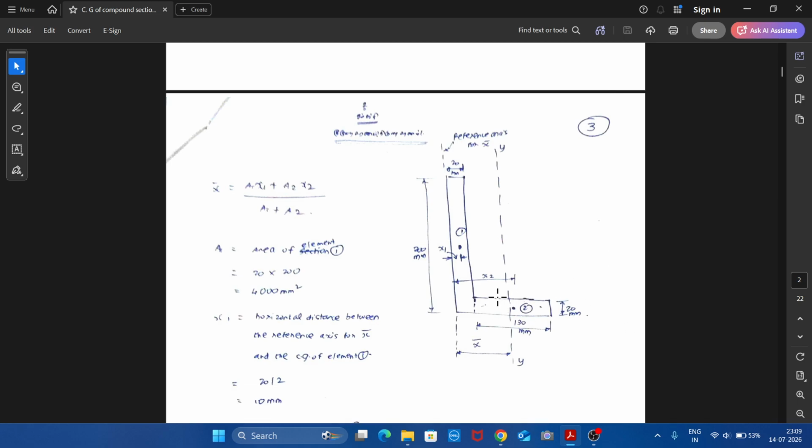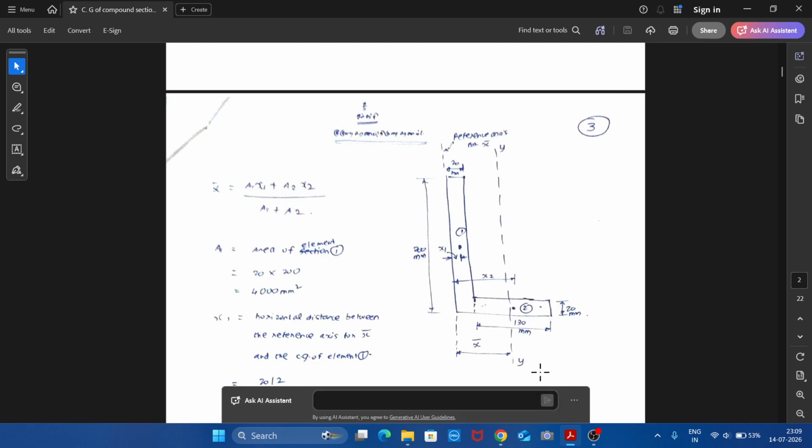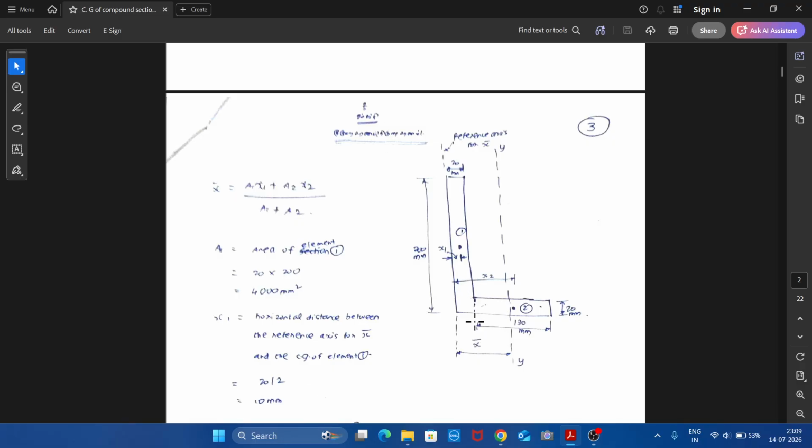Similarly, for the horizontal section, actually we had 150 mm total width. Since we have divided like this, 150 minus 20, that is 130 mm, will be the clear dimension of element 2. Similarly, 20 mm is the thickness or height of element 2. In case we divide it the other way, say if I make the dotted line here, then the width will be the overall width, 150 mm, and the depth will be 20 mm. So we should be able to do it either way; that is optional.